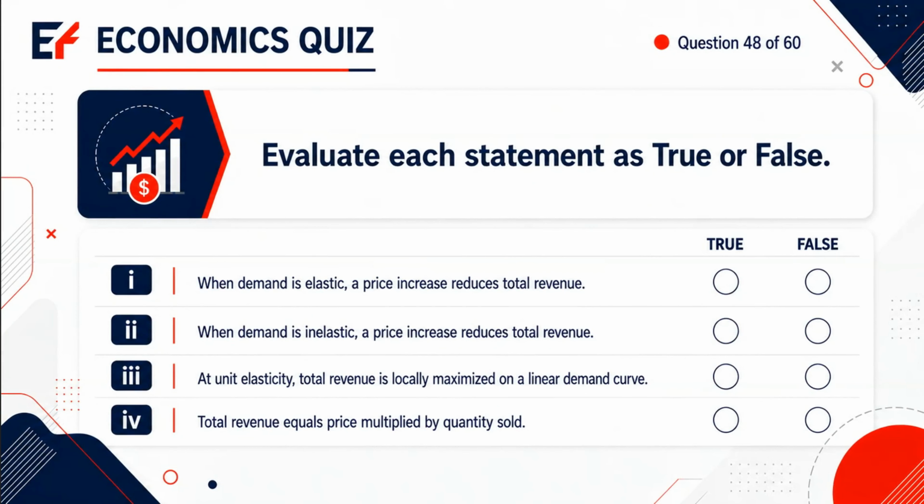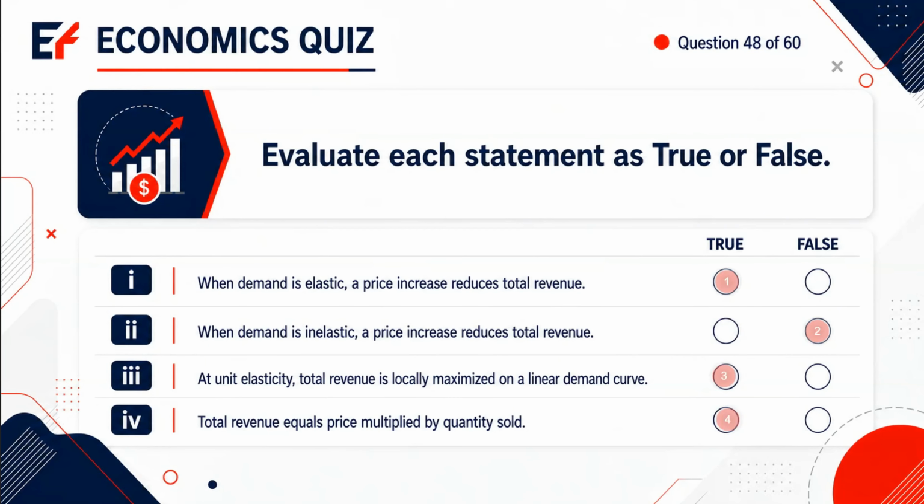Question 48. Evaluate each statement as true or false. When demand is elastic, a price increase reduces total revenue. The correct answer is true. When demand is inelastic, a price increase reduces total revenue. The correct answer is false. At unit elasticity, total revenue is locally maximized on a linear demand curve. The correct answer is true. Total revenue equals price multiplied by quantity sold. The correct answer is true.